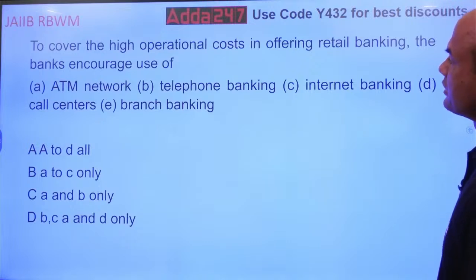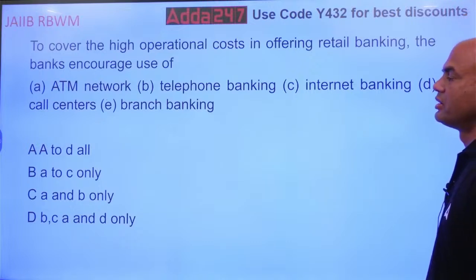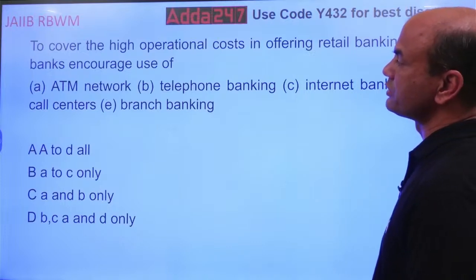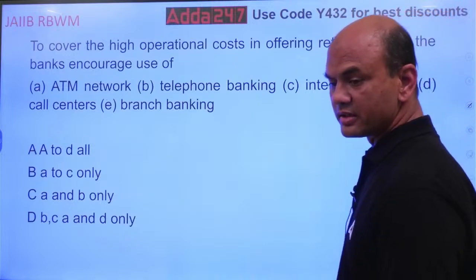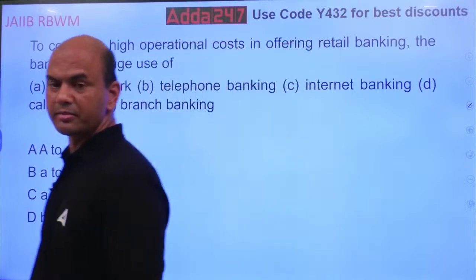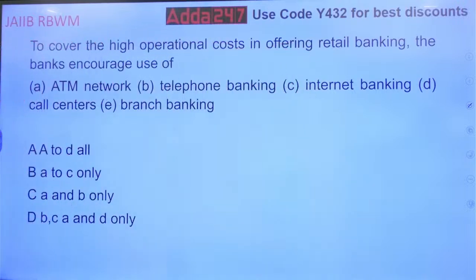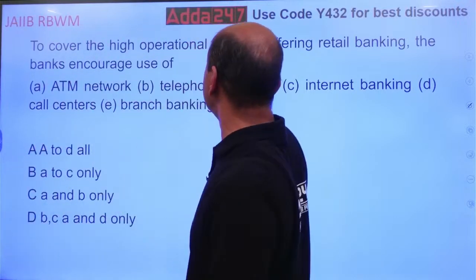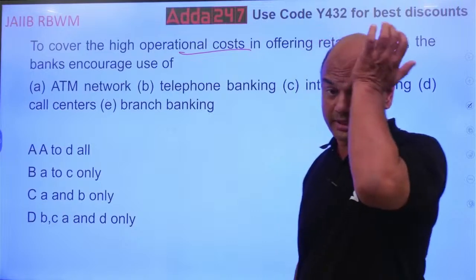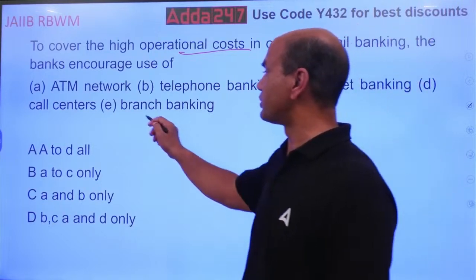To cover the high operational cost in the offerings of the retail banking, the bank encourages use of ATM network, telephone banking, internet banking, call centers. What does the bank encourage? Is it branch banking? Bank says come to the branch. You want to reduce the cost, operational cost. Will the bank say come to the branch? No. So this is out.